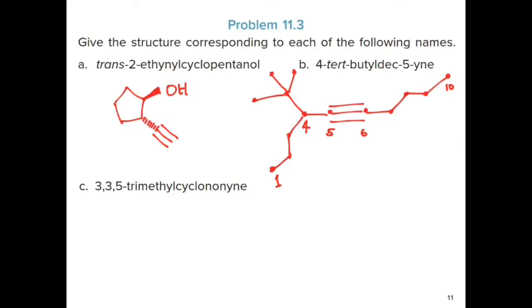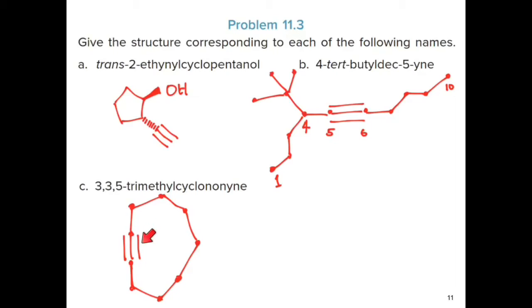And finally, for part C, we have 3,3,5-trimethylcyclononine. And again, the very first thing that I would want to do here is to draw the triple bond. And we have a cyclononine, so that means that we have a cyclic ring containing a total of 9 carbon atoms. So here's the triple bond. So we have 2 carbon atoms that are triple bonded to one another. And then we're going to connect the rest of the carbon atoms in which it forms a cyclic ring. So again, that's a total of 9 carbon atoms.